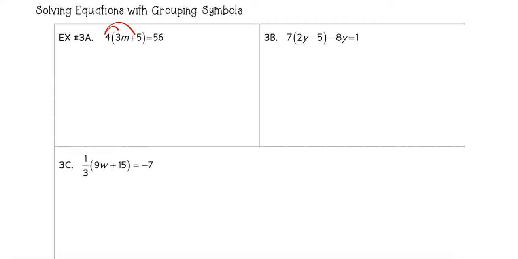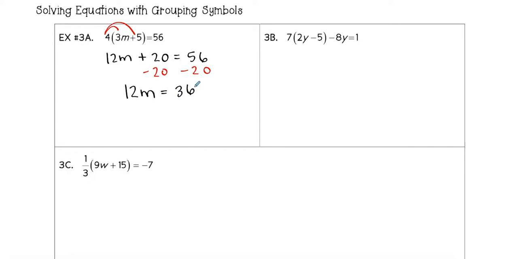All right, so let's multiply. 4 times 3 gives me 12, so this is 12m, plus 4 times 5. 4 times 5 is going to give me a 20, equals 56. Now you have your basic two-step equation. Isolate the 12m first, so I need to subtract 20 from both sides. So I get 12m equals 56 minus 20, 36.